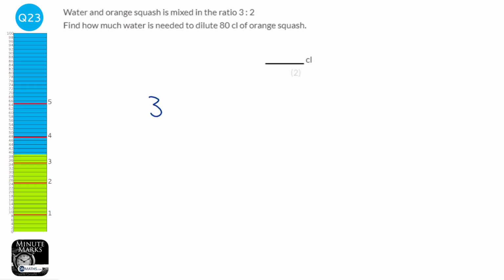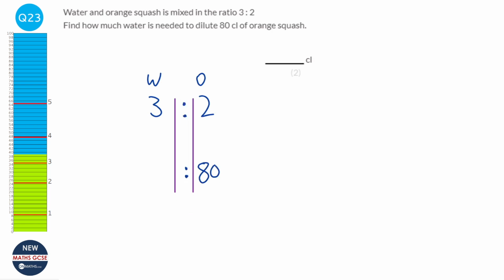So water to orange is 3 to 2. We've got water here and we've got orange squash here. And we're told that we've got 80 centilitres of orange. So we've got 80 here. And we're asked to find the amount of water required. So what we do is we figure out how to get from 2 to 80. Well, we're going to times by 40. If I times that side of the ratio by 40, I've got to times the left-hand side by 40 as well. 3 times 40 is 120. So I'm going to need 120 centilitres of water.